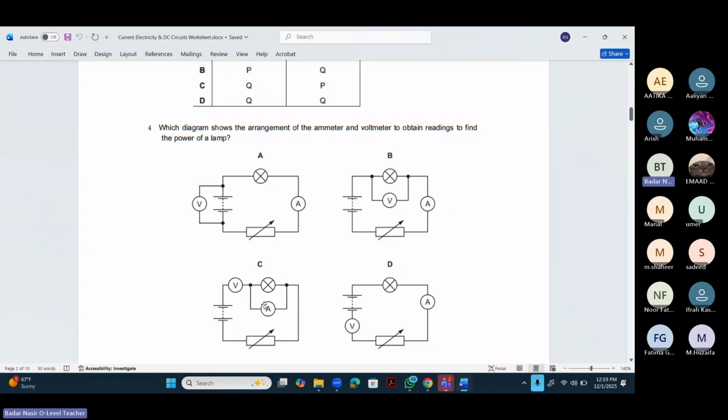Okay. So the ammeter should be in series with the filament lamp and the voltmeter should be in parallel. So B is the correct answer. Because if you want to find the power of the lamp, you need the voltage of the lamp, and for that you will connect the voltmeter across the filament lamp, and the ammeter should be in series.